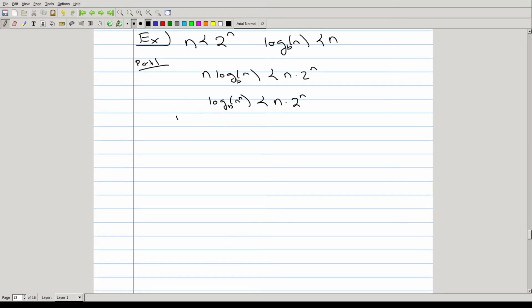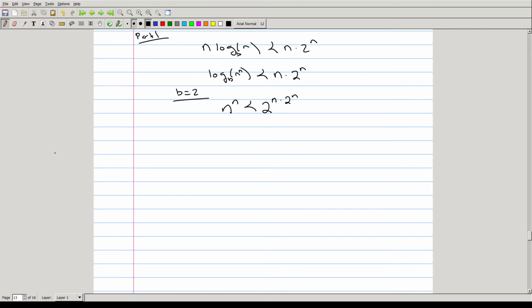And if we choose base 2, just for example, we can show that the function n to the n is strictly dominated by 2 to the power n times 2 to the n. So this is a function that grows faster than n to the n. And this really shows that, in some sense, we can always create a function that grows faster than any given function.